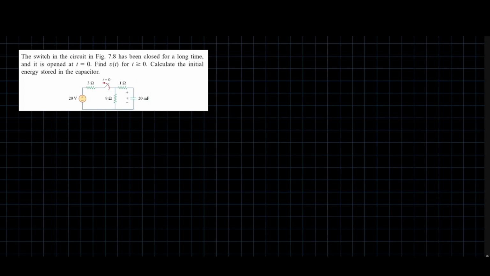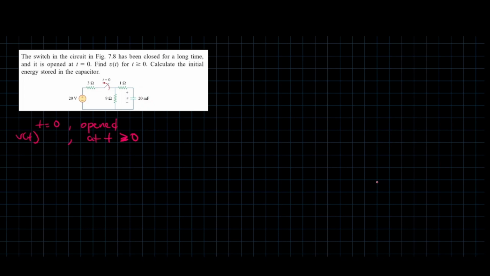Alright, hi guys. So today we're going to be solving this question. Now, when it comes to questions like this, switch open, switch close, first of all, you have to understand whether you're solving a source-free or not a source-free circuit. So the switch has been closed for a really long time, and then at t equals 0, the switch is opened. And they wanted to find v of t at t greater than or equal to 0. This just means as time has gone on, after they opened the switch, we want you to find v of t.